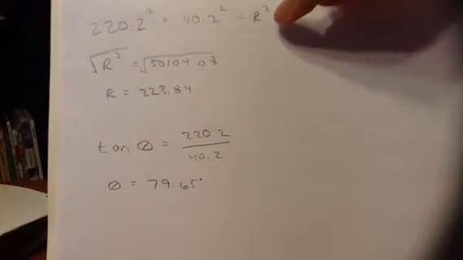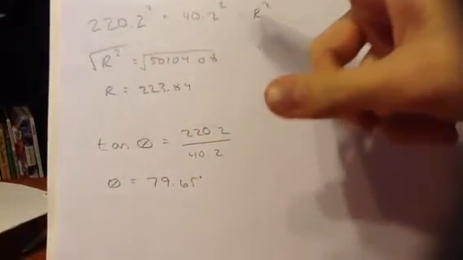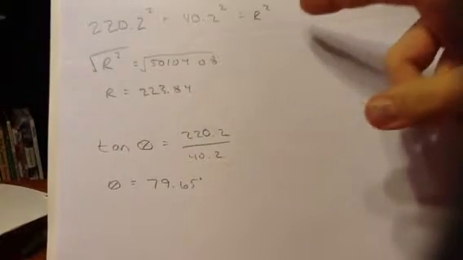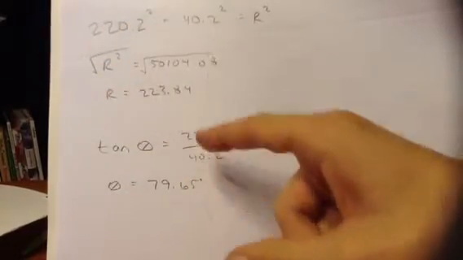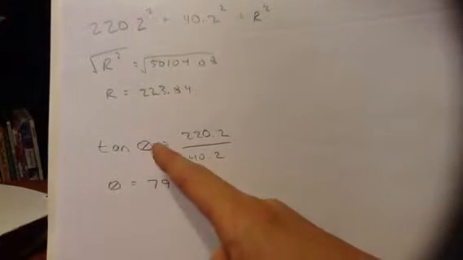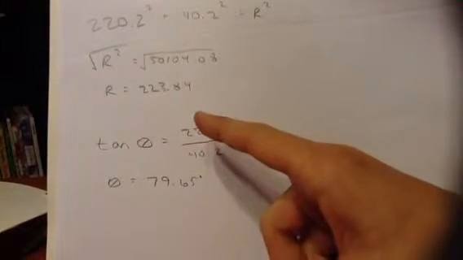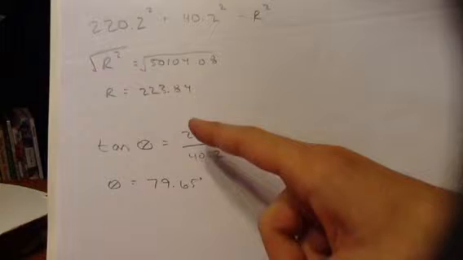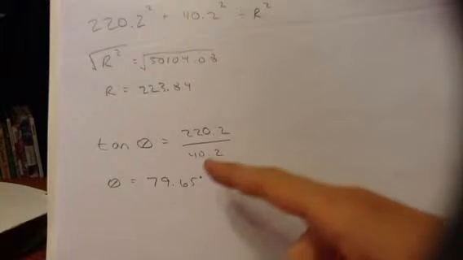To find the hypotenuse of the resultant force, I used 220.2 squared plus 40.2 squared equals r squared, which is the resultant, the Pythagorean theorem. And since r squared equals the square root, I cancel them out with greater value, and the r equals 223.84. To find the tangent of the angle, I used the following equation. Tangent of the angle equals 220.2 divided by 40.2. The angle turned out to be 79.65 degrees.